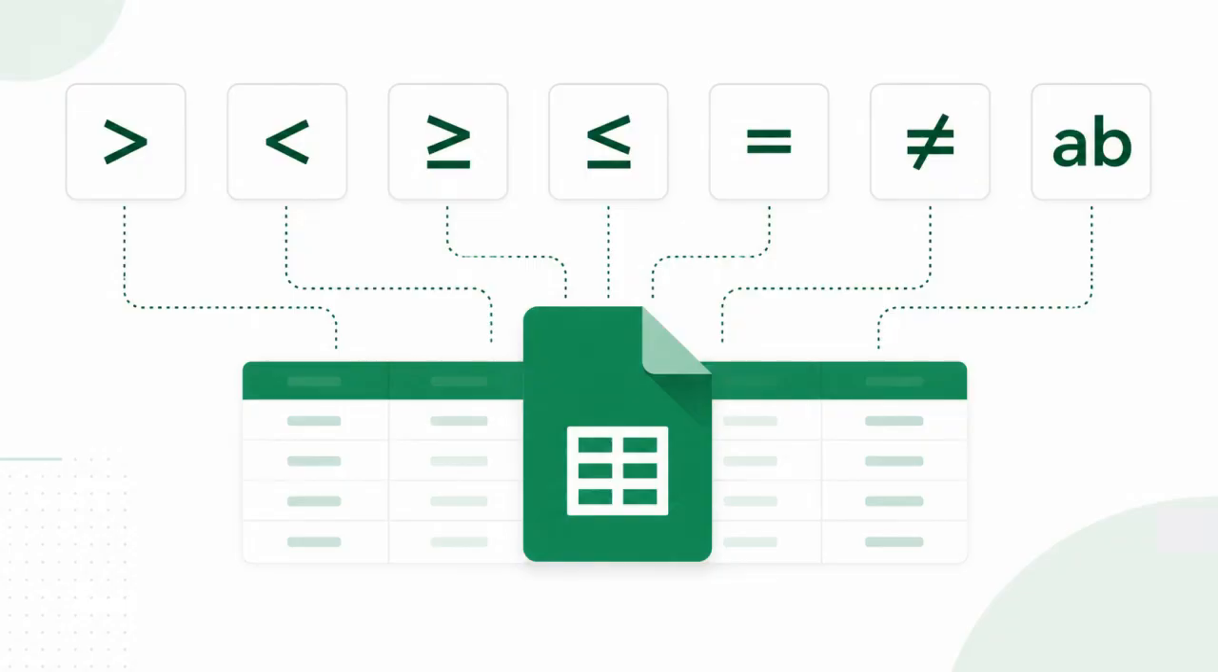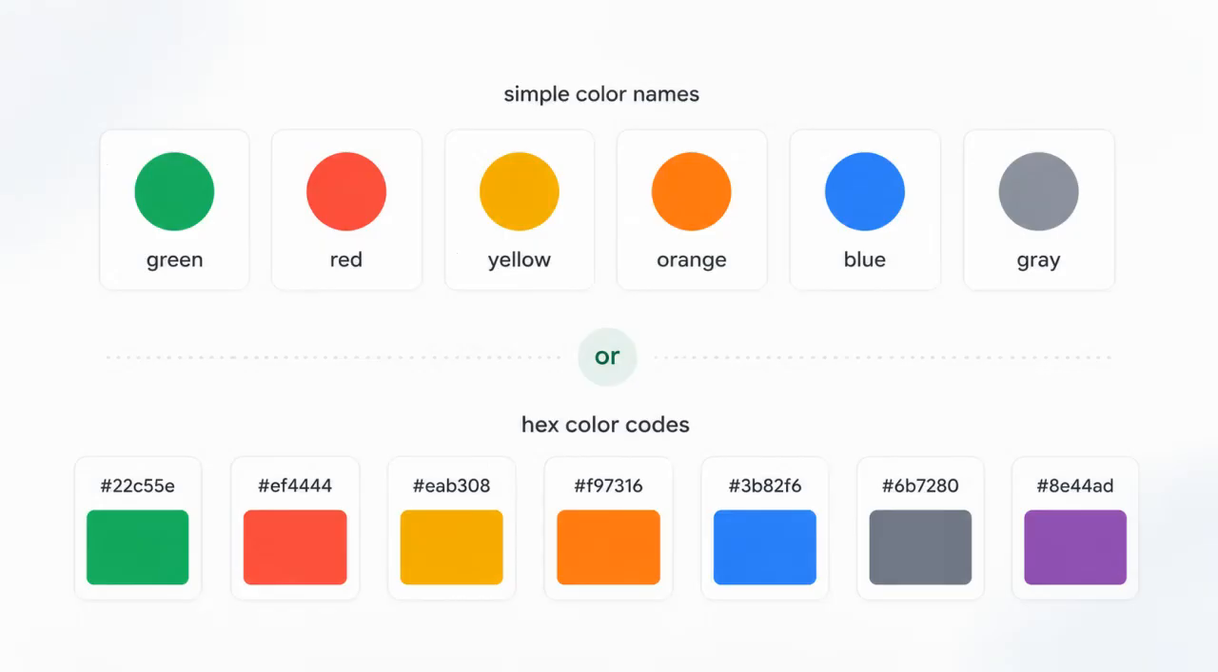You can use any of these operators: greater than, less than, greater than or equal to, less than or equal to, not equal to, and contains. And for colors, you can use simple names like green, red, yellow, orange, blue, and gray, or you can use any hex color code you like.